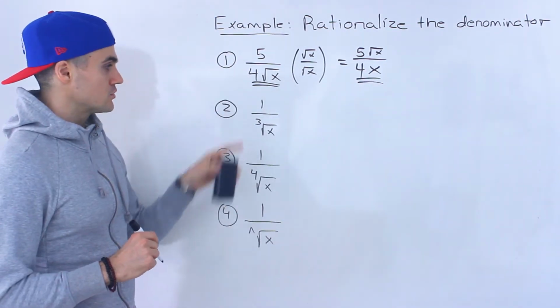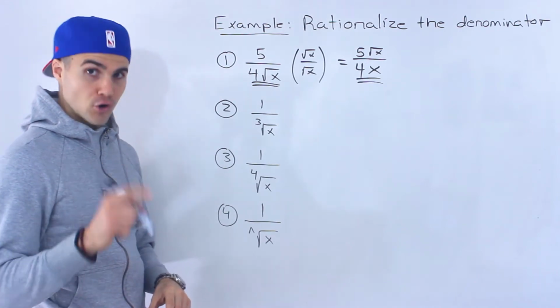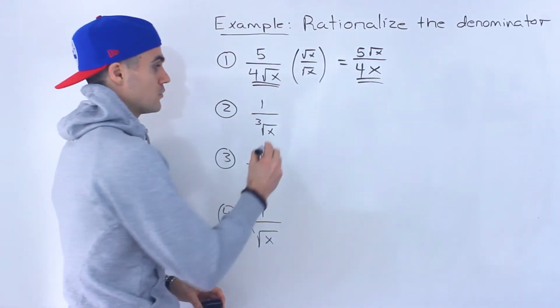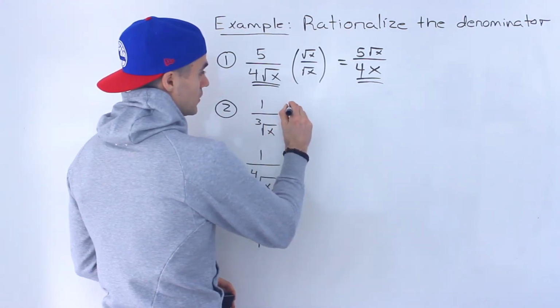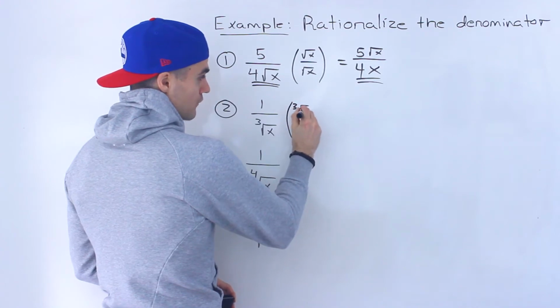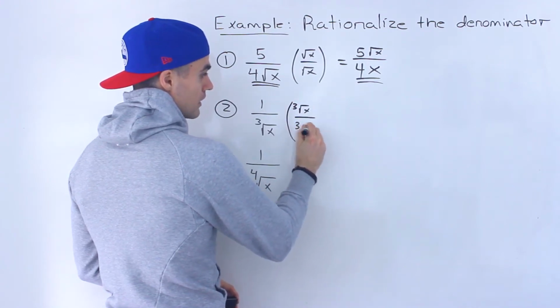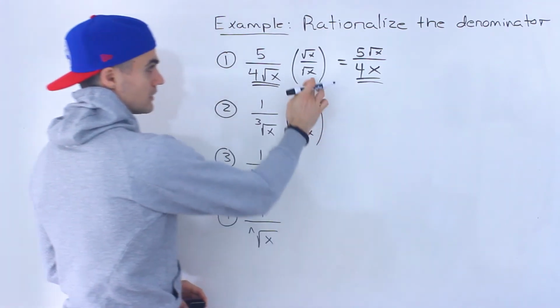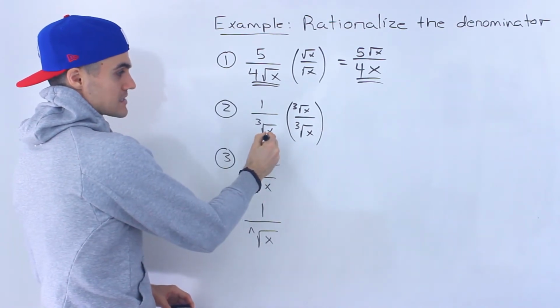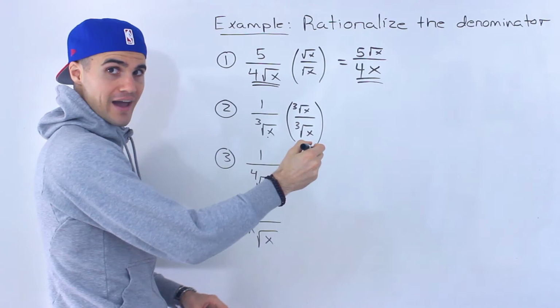Now, number 2, we got 1 over the third root of x. So this one's going to be a little bit different. You got to be careful, because you might think what you got to do is multiply this by the third root of x over the third root of x, right? Like we did up here.